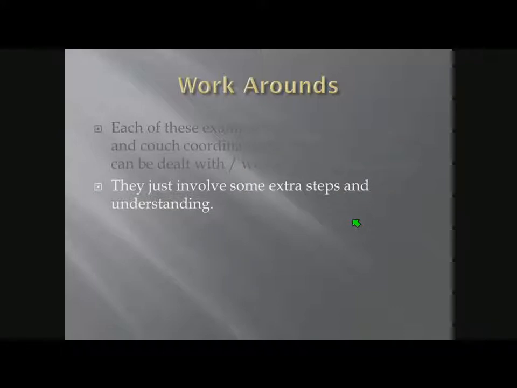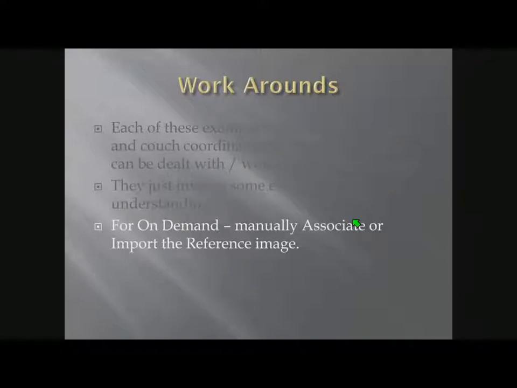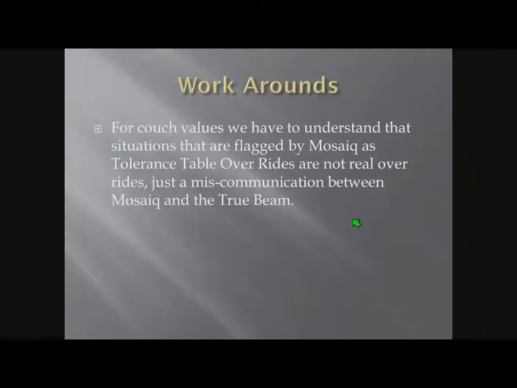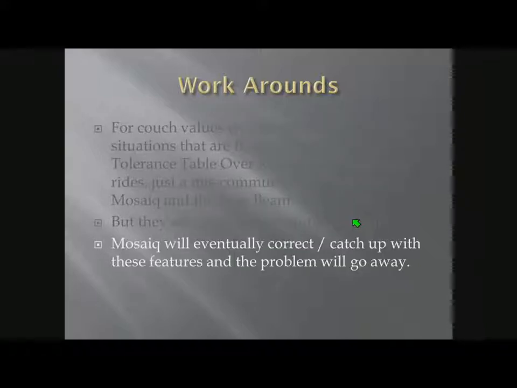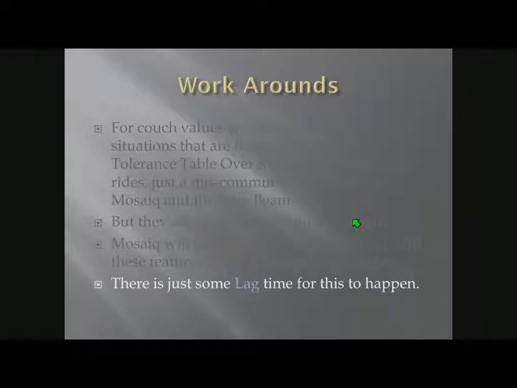Each of these examples, on-demand imaging and couch coordinates, can be dealt with or worked around in Mosaiq. They just involve some extra steps and some understanding. For on-demand, we just manually associate or import the reference image. For that couch value situation, we have to understand that what Mosaiq flags as tolerance table overrides are not real overrides. But these are inconvenient and inefficient, and Mosaiq will eventually catch up with these features and the problem will go away. There's some lag time. So those are some examples.